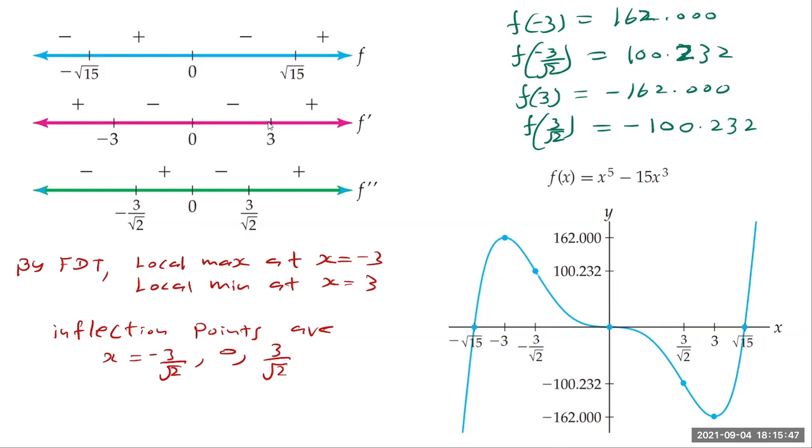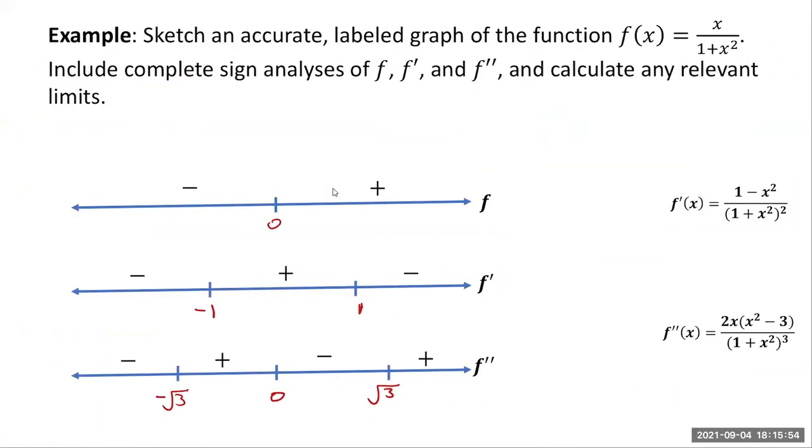Let's move on. The next example that I want to work on: sketch an accurate labeled graph of the function f of x is equal to x over 1 plus x squared. Include complete sign analysis of f, f prime, f double prime, and calculate any relevant limits.